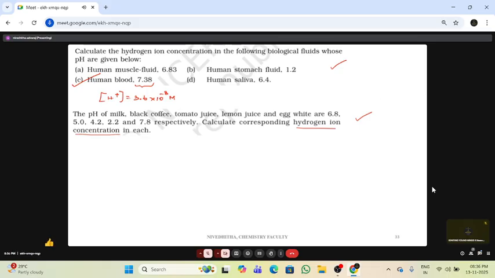So here we saw two patterns of problem. In the first, the H plus ion concentration was given, from which we calculated pH. In the second, pH was given, and from that we calculated the H plus ion concentration. The third pattern is that they will not give you the H plus ion concentration directly. They will give you the concentration of an acid. From that concentration of acid, you have to calculate the H plus ion concentration, from which you have to calculate pH.